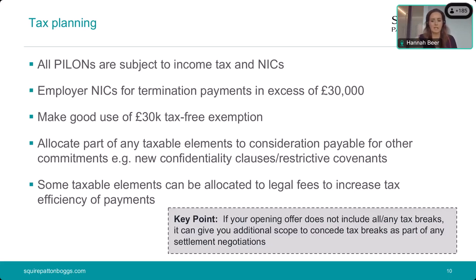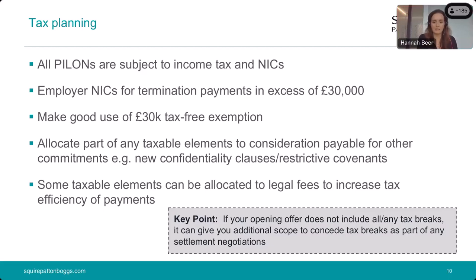The first £30,000 of any termination payment should be free from a charge to income tax, provided that the payment comes within the relevant termination provisions. And any sums over and above the 30,000 will be taxed in the normal way. So the companies often try and make sure that they make good use of that tax-free exemption if possible. Employers' NICs will be payable on termination payments above the £30,000.